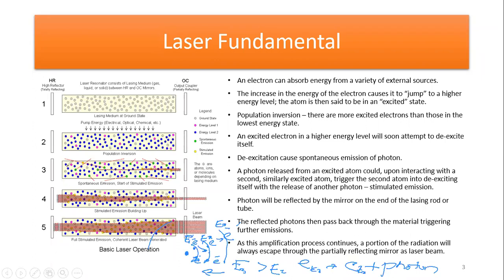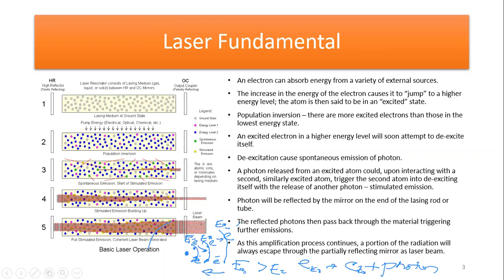So as this is going on, some of it will pass through the reflector, because if you remember, the left hand side is a high reflector, meaning that it reflects 100% of the light. But the right hand side is a partial reflector. So at a certain stage, the light will be released and let go from that particular reflector. Based on that, you have a laser beam.